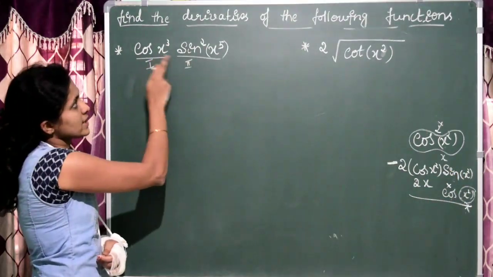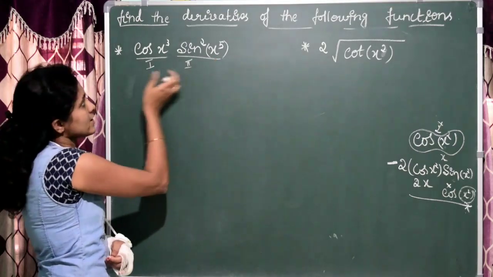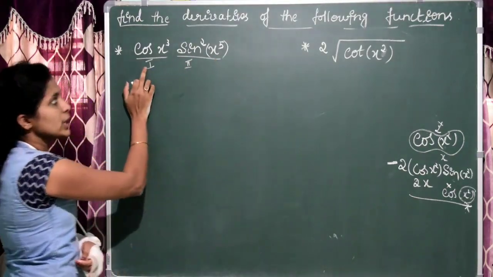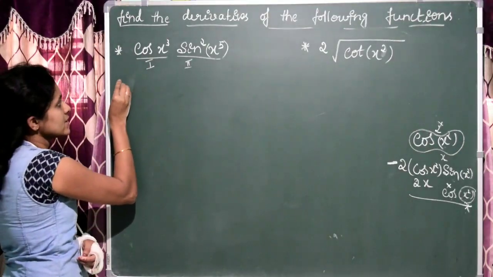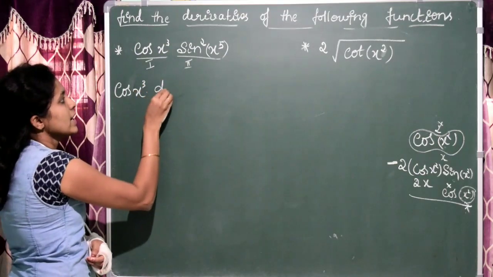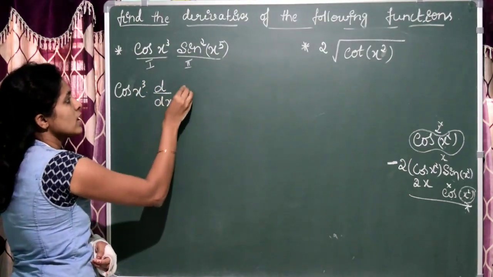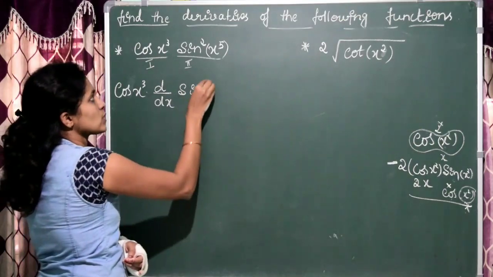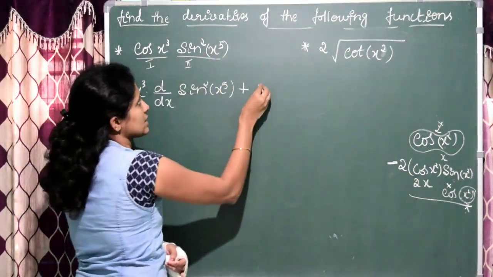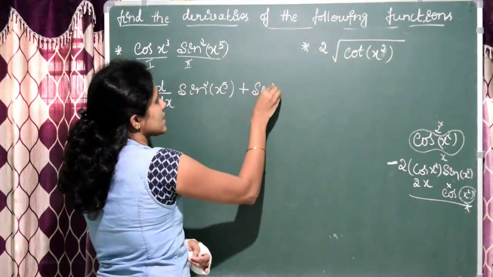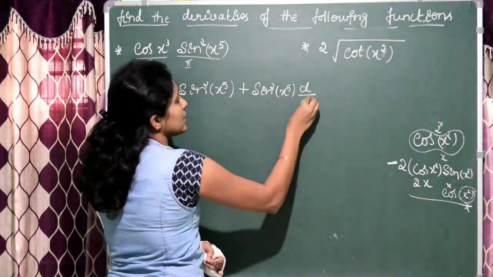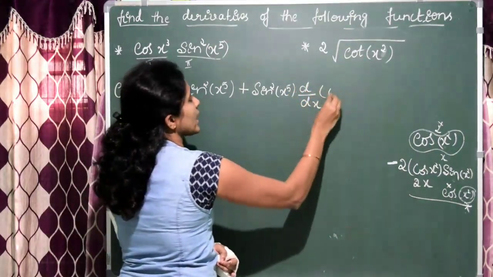Now we have cos x cube sin square x to the power 5. As I told you, this is of the form product, right? You have to apply the product rule. What you have to do? You have to write the first function as it is, that is cos x cube. First function is as it is. Then d by dx of sin square of x to the power 5, plus you write the second function as it is, that is sin square of x to the power 5 into d by dx of cos x cube.